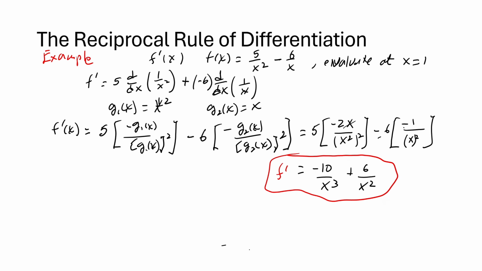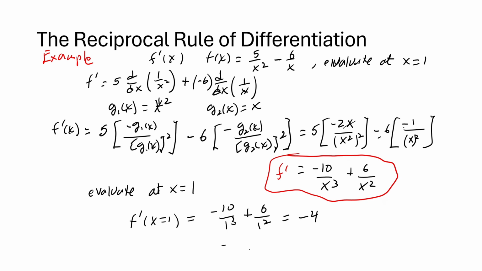Now we want to evaluate at x equal to 1. So f prime of 1, evaluated at that point, is minus 10 over 1 cubed plus 6 over 1 squared. That's minus 10 plus 6, because 1 to the 2 and 3 power is just 1. So that's going to be minus 4. So there is the value of the derivative evaluated at x equal to 1.